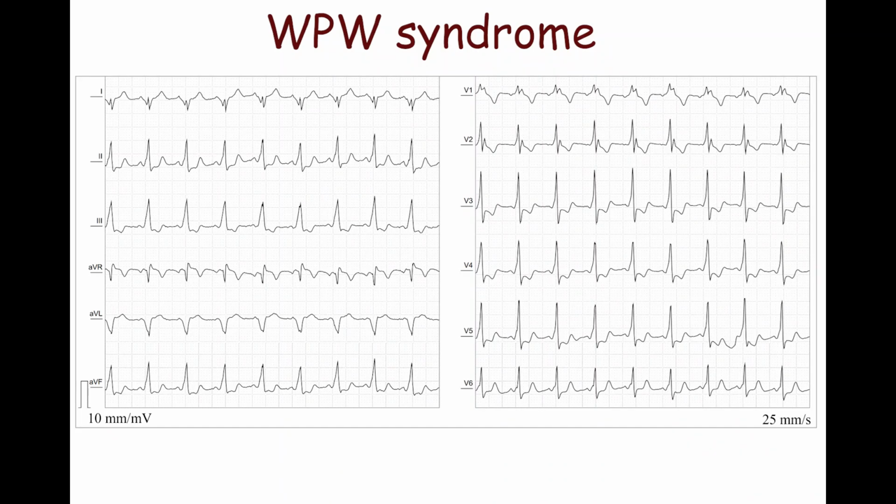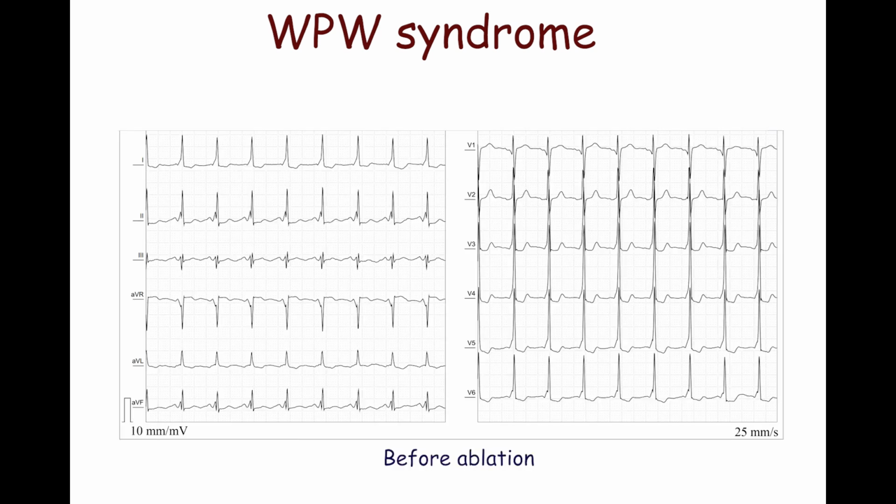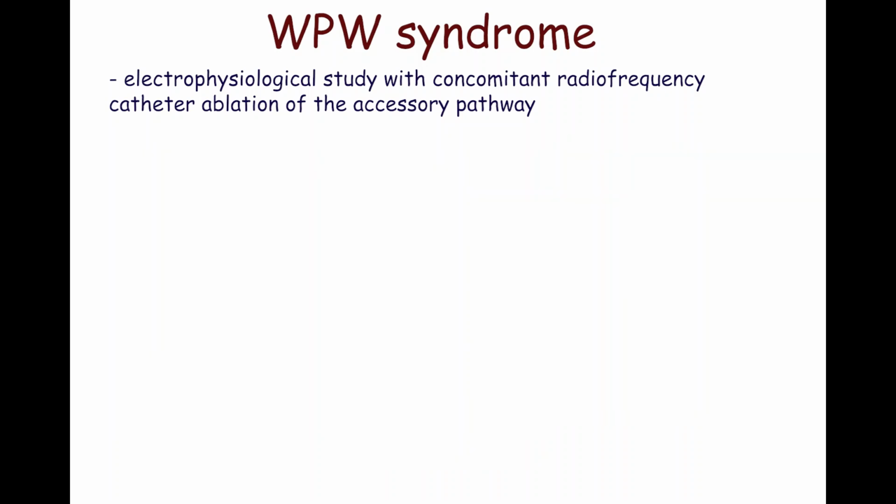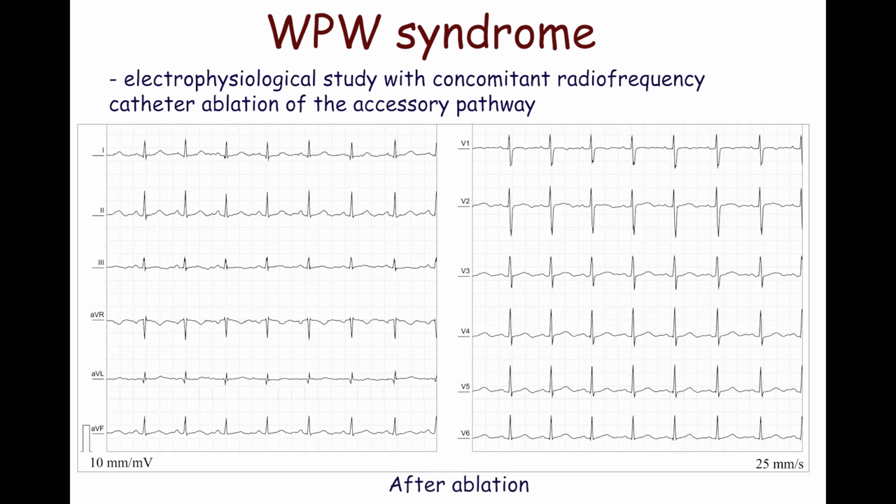This ECG is recorded in the same patient as the previous one. Discordant ST segment and T wave changes are more obvious at higher heart rates. Patients with WPW patterns on the ECG and paroxysmal tachycardia should be referred for electrophysiological study with concomitant radiofrequency catheter ablation of the accessory pathway. This ECG is recorded after successful catheter ablation of accessory pathway.